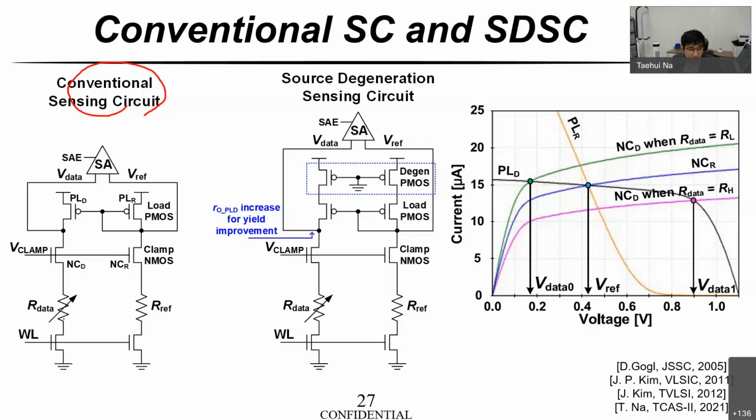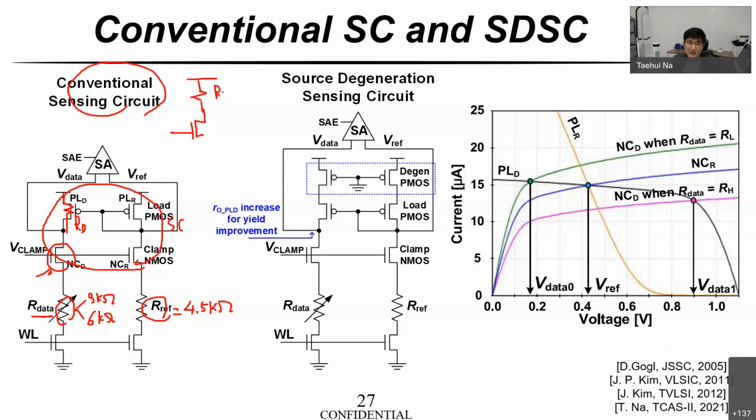So you can see that there is the R data. It could be 3 kilo ohm or 6 kilo ohm. And in case of RF, ideally it could be 4.5 kilo ohm. And it is the sensing circuit as a preamplifier. And you can see that there is the NMOS, and you can easily think that there is a load resistance, RD, and it is the transistor. Let's remind about the common source amplifier or the common gate amplifier. Common source or common gate amplifier, RD, and V in, V out. What is the gain in the small signal?